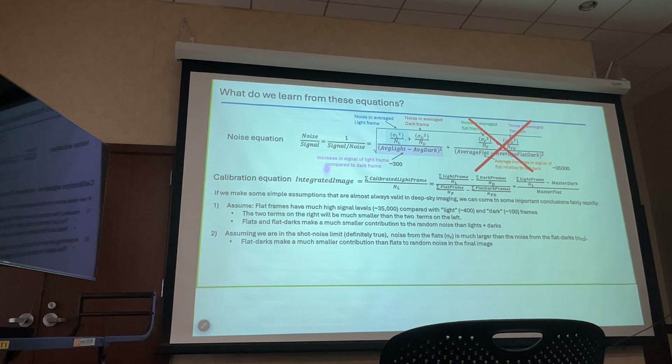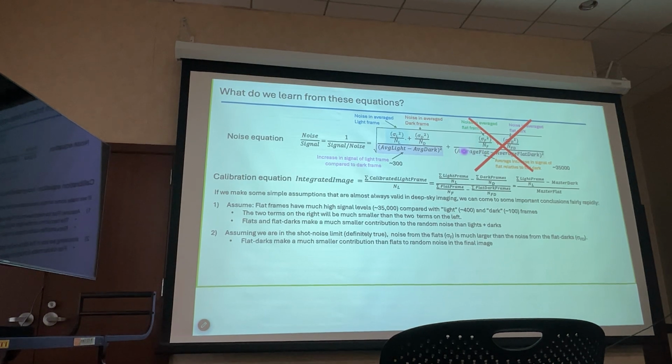So there are 4 terms that come from the noise in the average light frames, the average dark frames, the average flat frames, and the average flat dark frames. Okay? There are 4 terms. There's something in the denominator: the value of the average light minus the average dark. That's a relatively small number in a deep sky object. If I have something that's very dim, this denominator is going to be a small number.